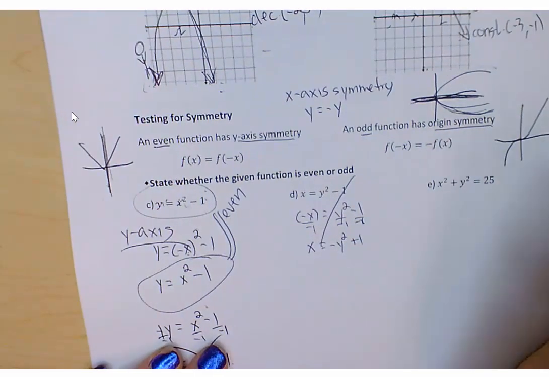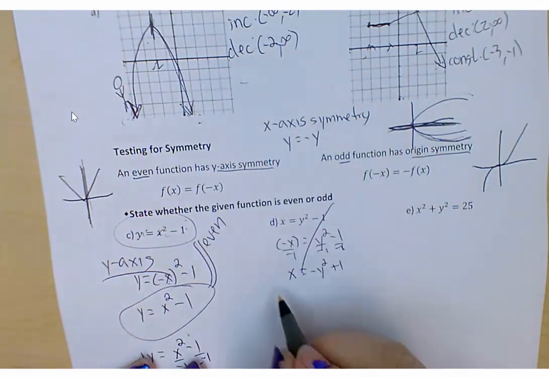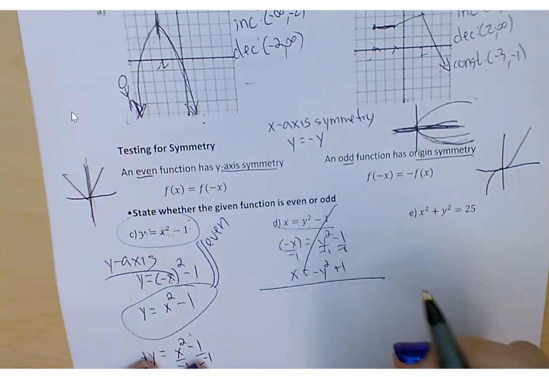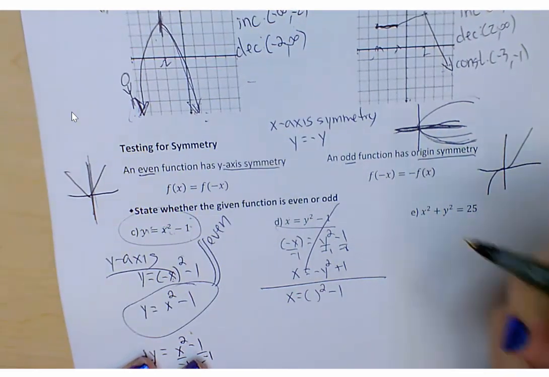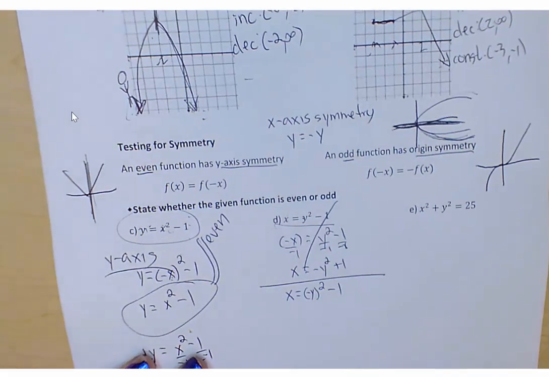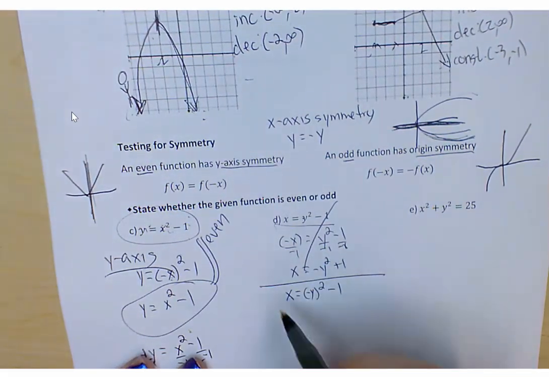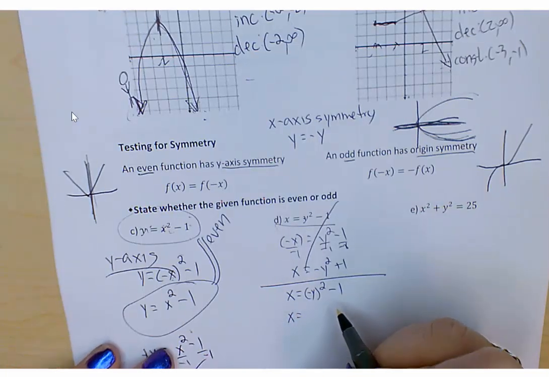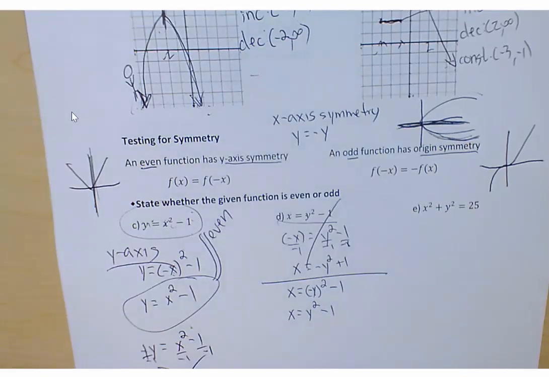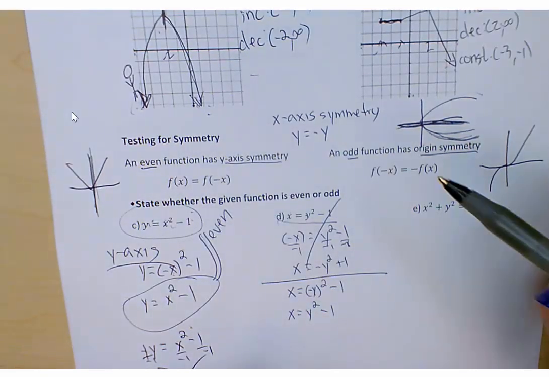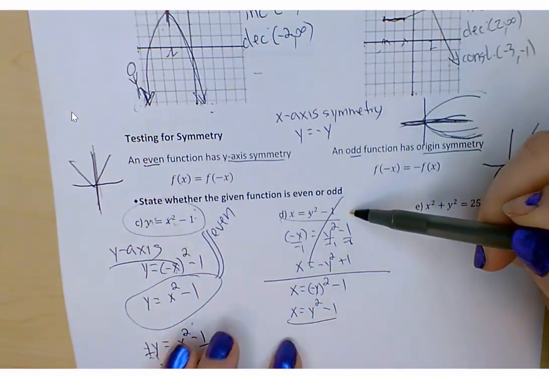Let's replace y with negative y to see if the x-axis symmetry works. So take the same function, x is equal to y squared minus 1, where y is now going to be a negative y. When we simplify this, x is equal to negative y times negative y is y squared minus 1. So compare that to your original.